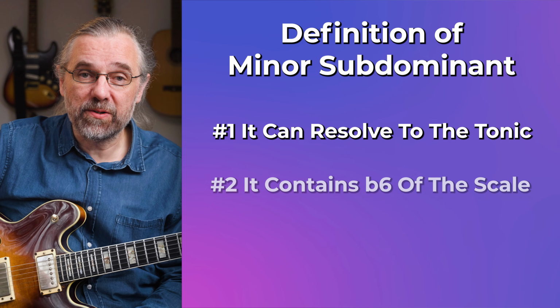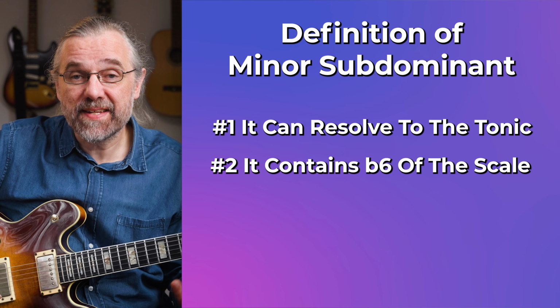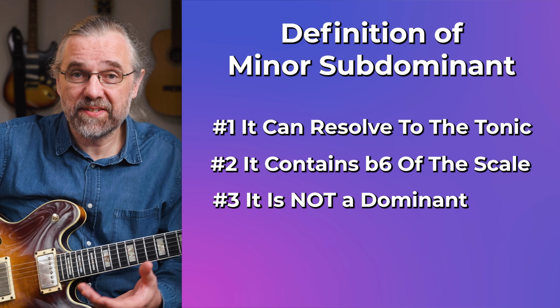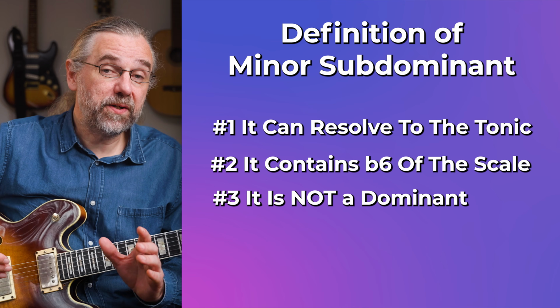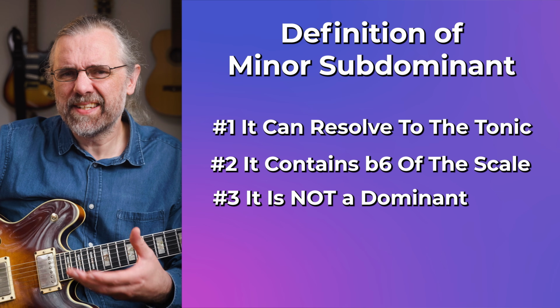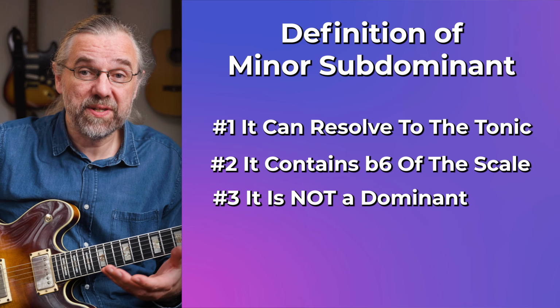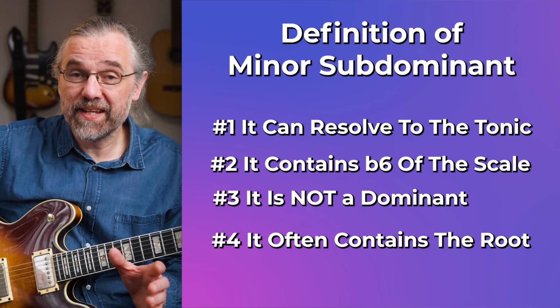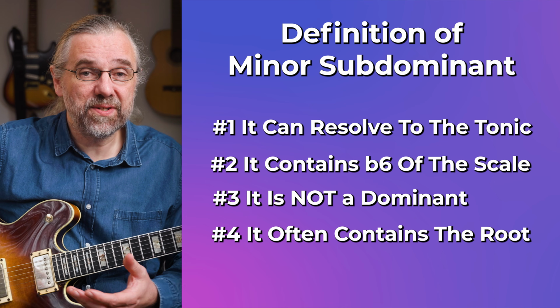So when is something a minor subdominant? I guess the best definition would be it can resolve to a tonic chord. It contains the flat 6 of the scale, so in the key of C major that would be an A flat. It's not a dominant chord, which mostly means that it doesn't contain the leading note, that would be a B, and it will often contain the root C. As you can tell, it's not just a matter of certain notes being in there.